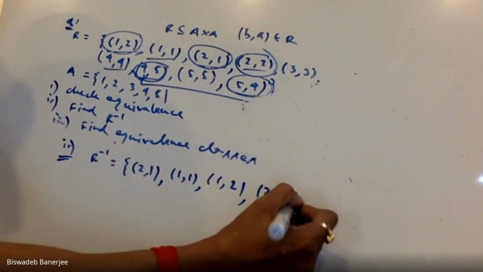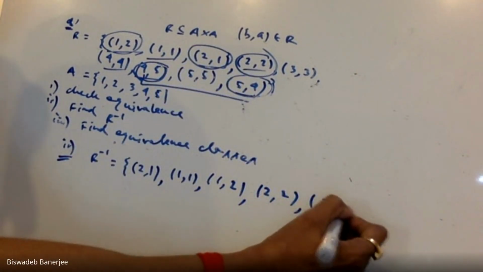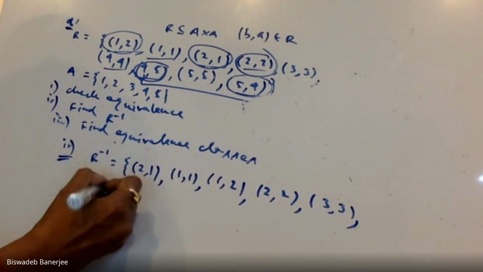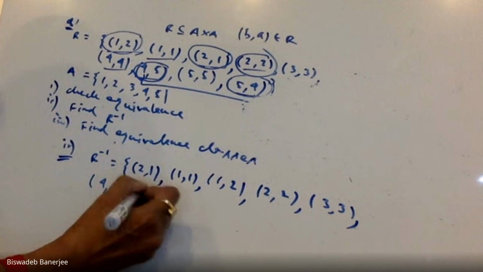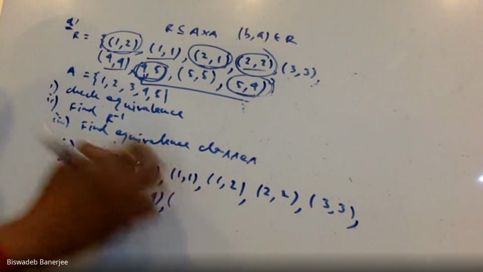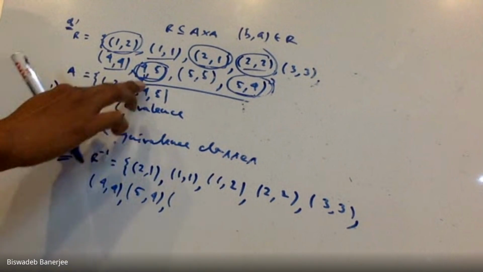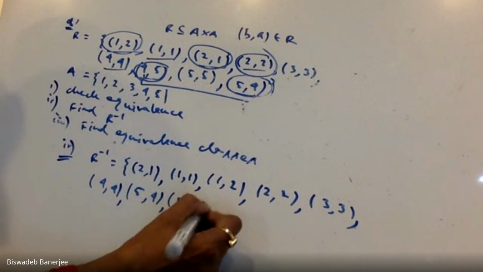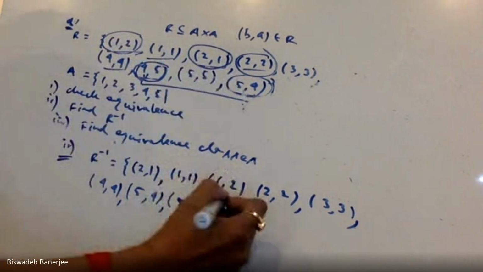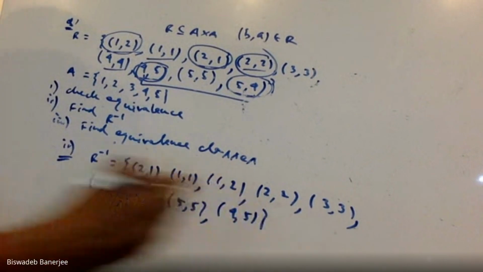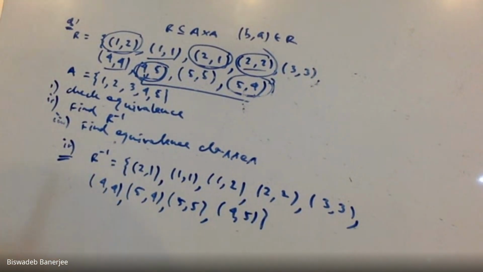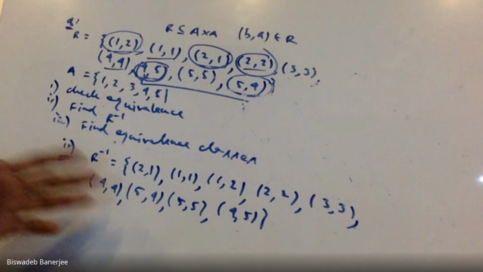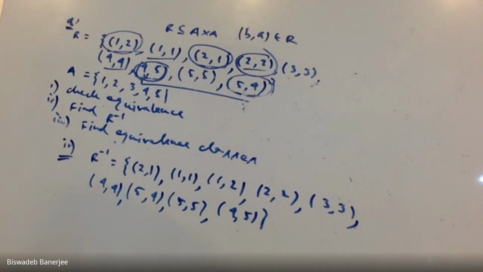Both domain and range are equal. Sorry, no. Here not equal: (4, 5), you have to write (5, 4). Here equal, remains as it is. (5, 4) not equal, so (4, 4). So R inverse is very easy to find. You can also check whether this R inverse is an equivalence or not. You can check yourself.